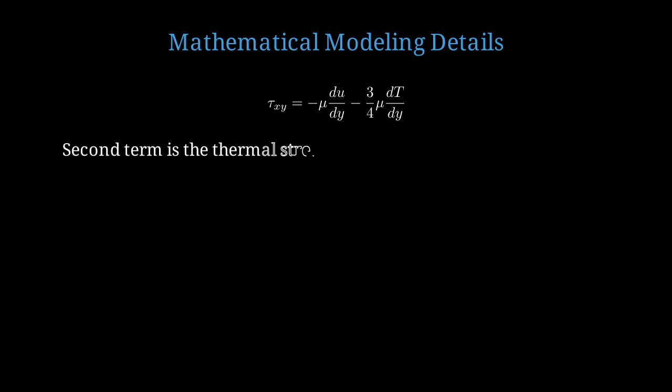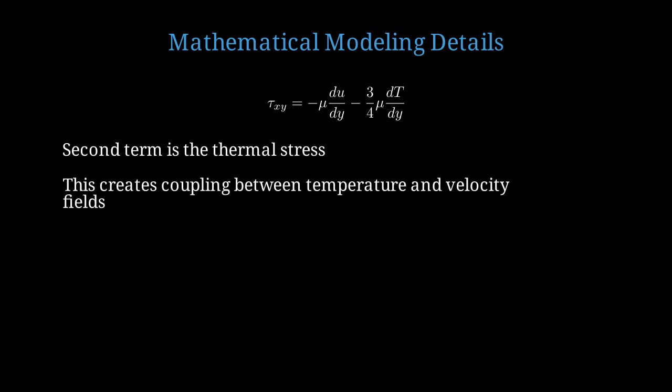For those interested in the mathematical details, let me provide some deeper insight. The shear stress in a rarefied gas includes a thermal stress term: τ_xy = -μ du/dy - (3/4) μ dT/dy. The second term is the thermal stress, which has no analog in continuum fluid mechanics. This creates a fundamental coupling between the temperature and velocity fields that doesn't exist in continuum flows.